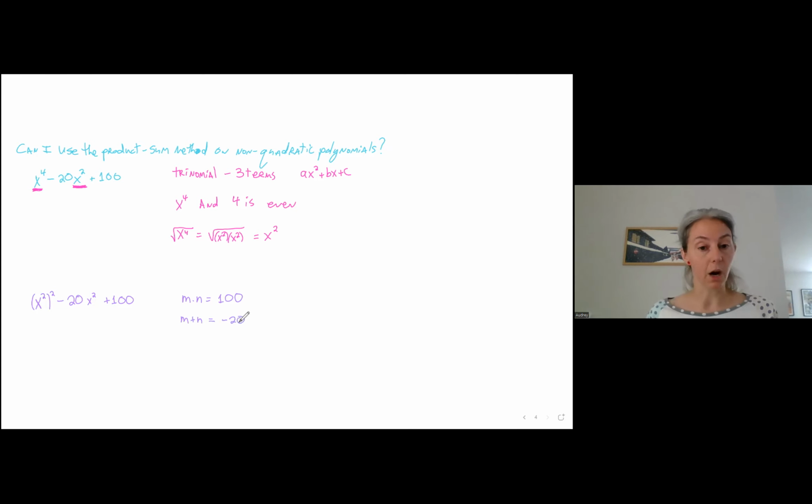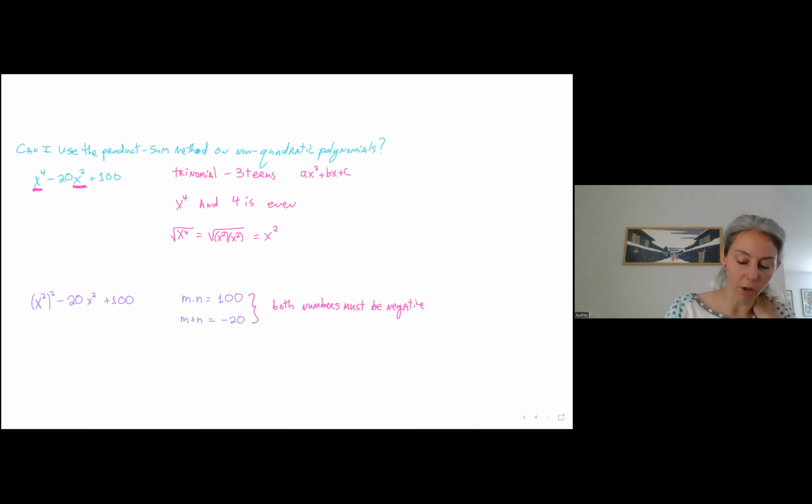Now, a couple things here. Our product is positive. So that means that either both numbers are positive or both numbers are negative. But because their sum is negative, that means both numbers must be negative. So these 2 things together, both numbers must be negative. So we're doing the same thing here. We're looking for those 2 numbers.